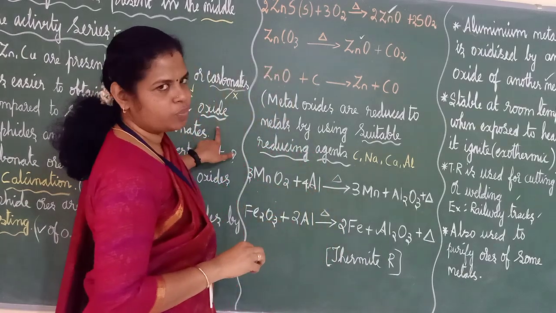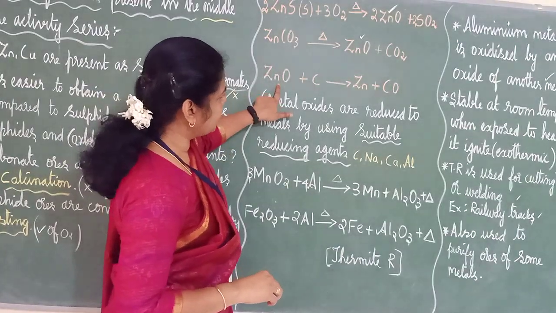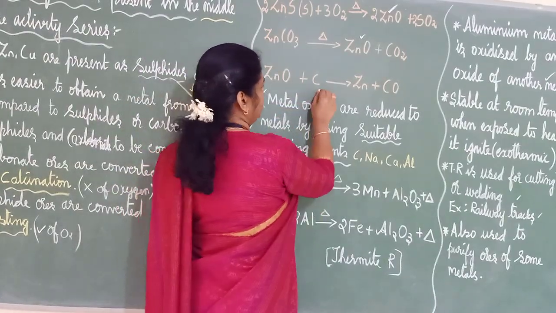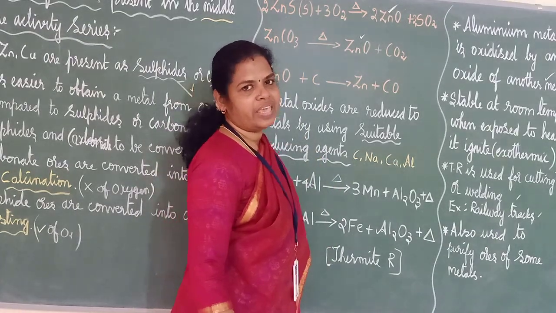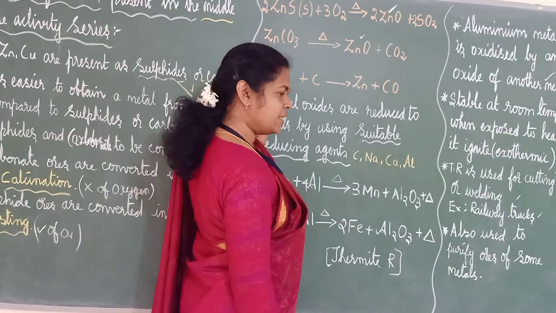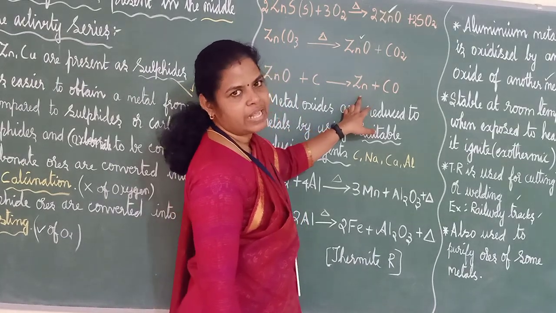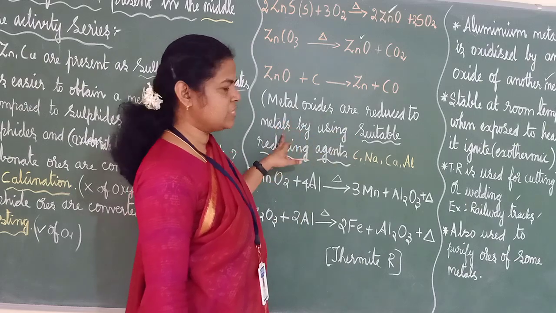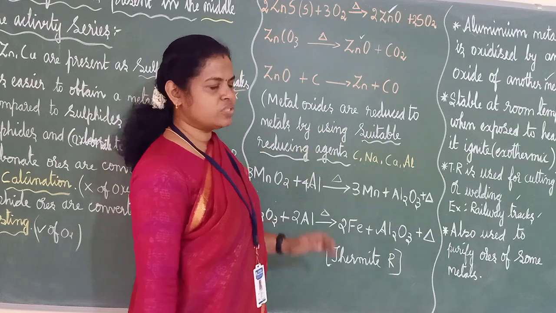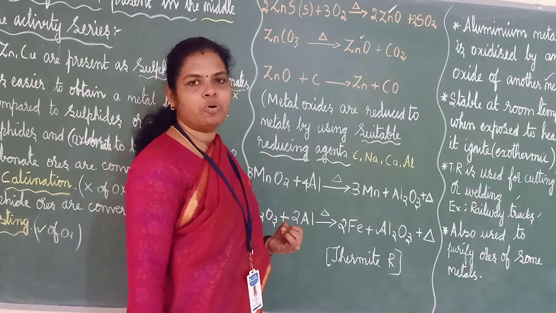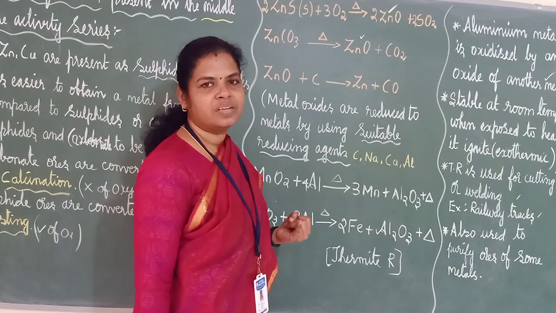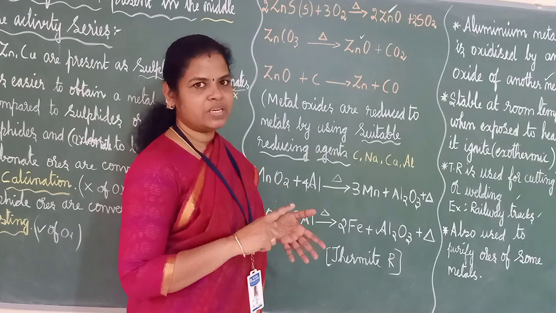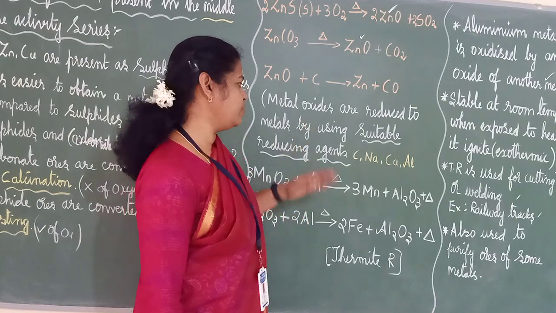I told you that this oxide should be converted into pure metal. So zinc oxide plus, who is this? Carbon, right? It's a reducing agent. The oxide can be converted into pure metal with the help of reducing agents. See here, I have given the definition also: metal oxides are reduced to metals by using suitable reducing agents. We have studied oxidation and reduction, no? In which chapter? Yes, we studied combination reaction, decomposition reaction, displacement, double displacement, oxidation and reduction. Same thing will happen here.